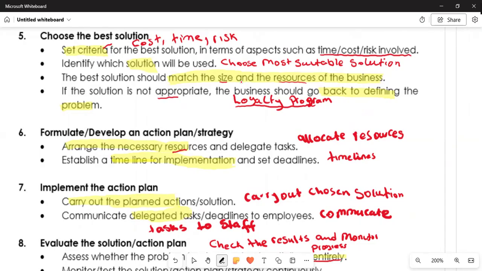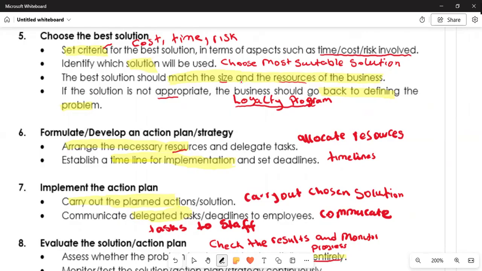Now we are moving on to the 6th step, where it says formulate or develop an action plan or strategy. So here we are told to arrange the necessary resources and delegate tasks. We allocate the resources. Establish a timeline for implementation and set deadlines. So now we are trying to set timelines and deadlines.